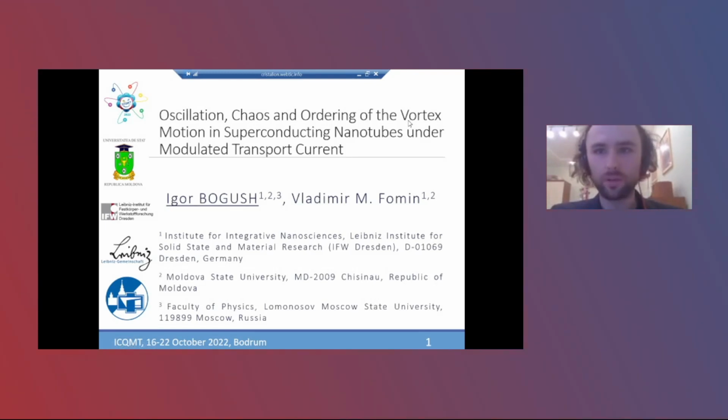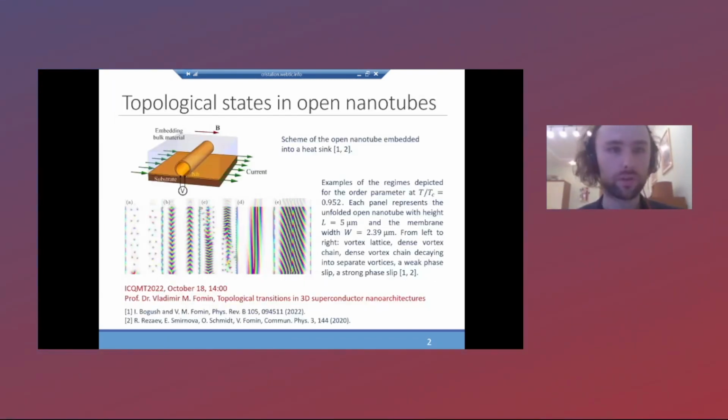I would like to present my work, Oscillation, Chaos, and Ordering of the Vortex Motion in Superconducting Nanotubes under Modulated Transport Current. We study superconductor open nanotubes with a small slit. Along this slit, we have contacts, and transport current comes in and comes out from these contacts, and we measure the induced voltage on these contacts.